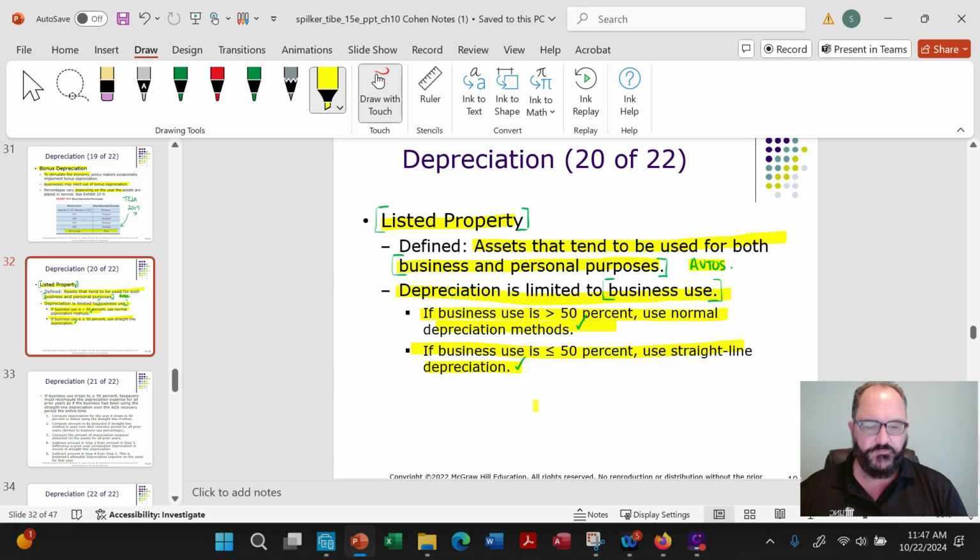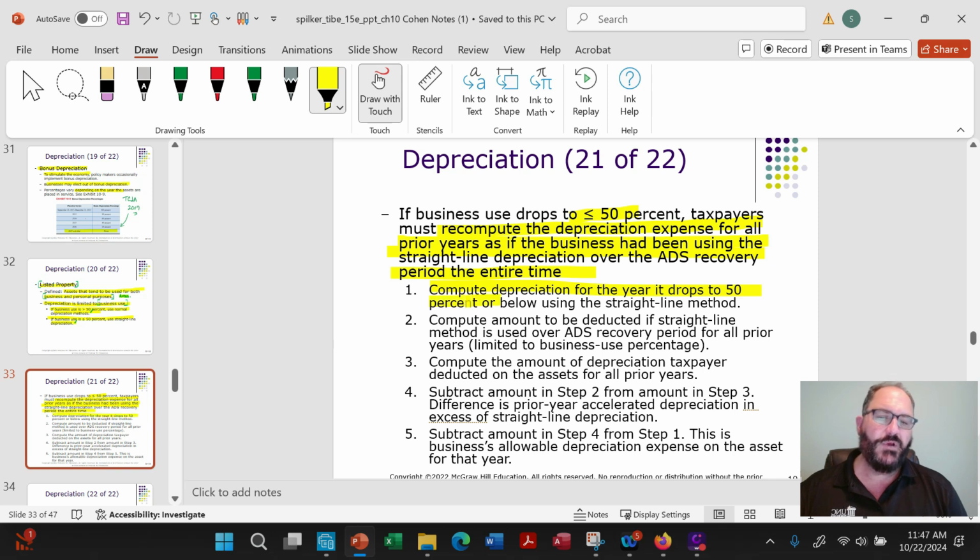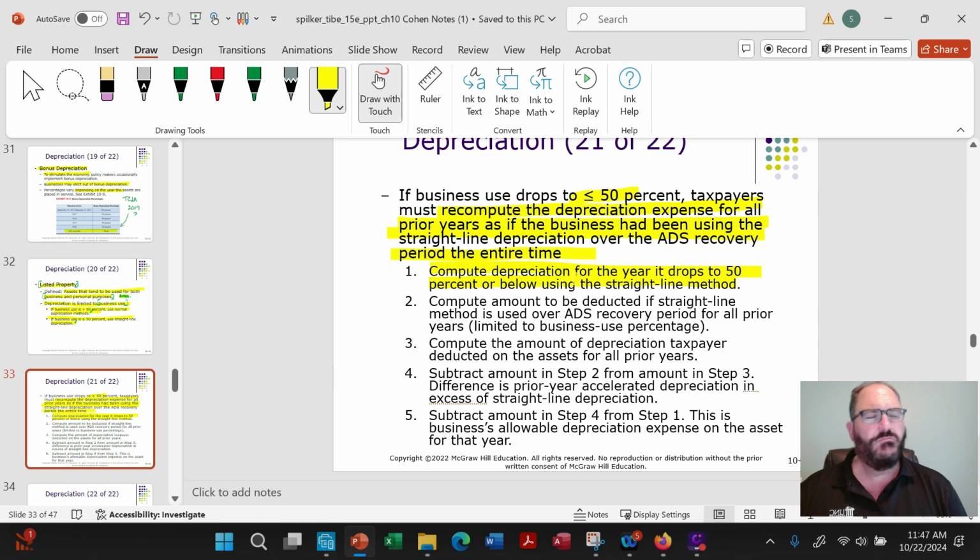Okay? So, here's what happens. If it drops to less than 50, you have to recompute depreciation expense for all prior years as if it had been using straight line depreciation over the ADS recovery period for the entire time. So basically, you have to go back and you have to recompute everything. Okay, and here's the steps below that you have to do it. By the way, to let you know, the software does this for you. You don't have to worry about it. I won't give you a test question on that, but the software does it, frankly.